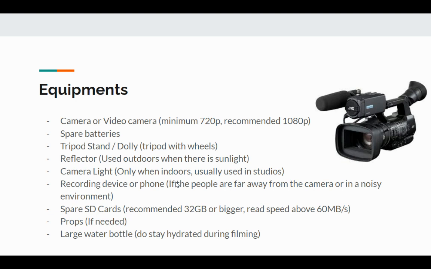Spare SD cards, because you are taking a video, you sure need a lot of storage, so 32 gig or bigger. And a fast read speed will enable you to transfer the files faster. No one wants to plug the card into a computer and spend hours just letting the computer run. It's a waste of time, basically. And also, bring along your props and water if you're filming for long periods of time to stay hydrated. And remember, those people talking in the film also need to have a water break as well.